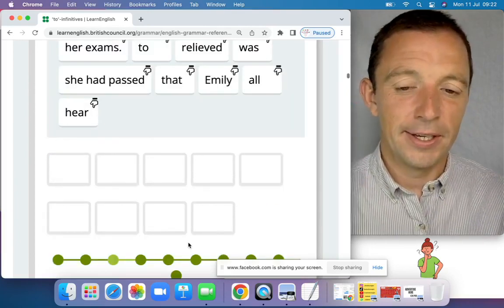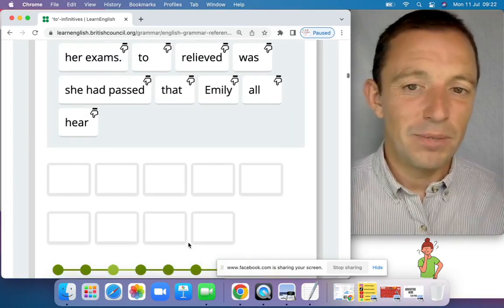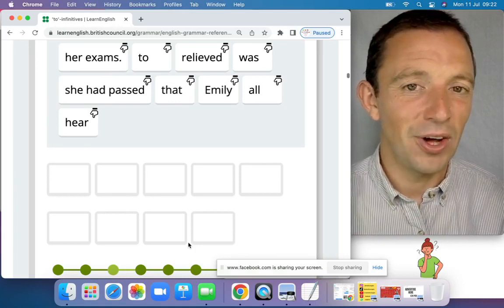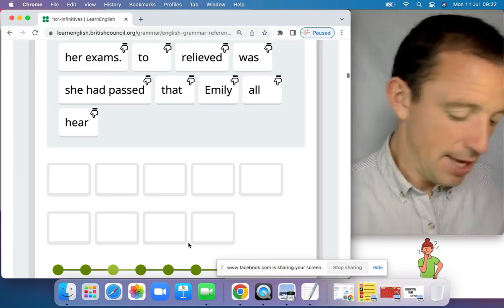Option 3. Her exams to relieved was she had passed that Emily all here. Okay.